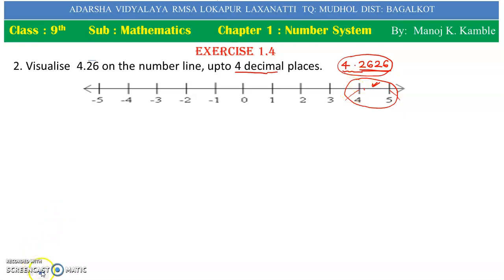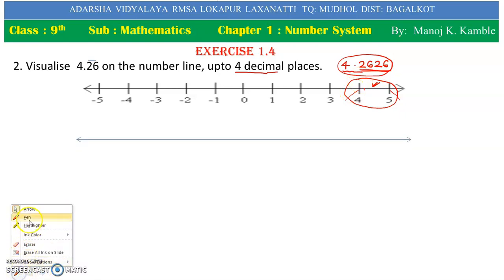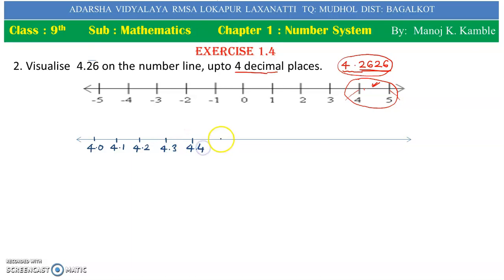Okay. So now next the number line becomes, started with 4.0. Okay, so 10 equal parts means it's 4.1, 4.2, 4.3, 4.4, 4.5, 4.6, 4.7, 4.8, 4.9, and lastly it is 5.